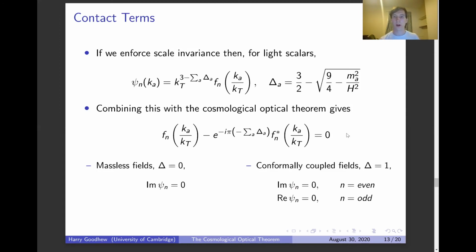When we have arbitrary scaling dimensions, this imposes some constraint on the real and imaginary parts. Specifically, when delta takes integer values, this exponential will either give a plus or a minus sign, and so for massless fields, when delta is 0, this will always be a plus sign, and so the imaginary part of psi n is restricted to be 0. This is similarly the case if we have an even number of conformally coupled fields.